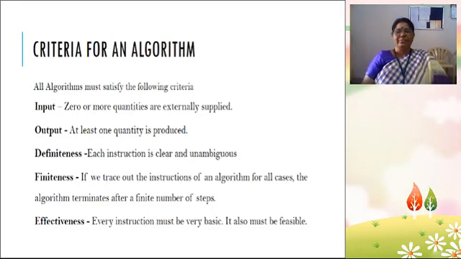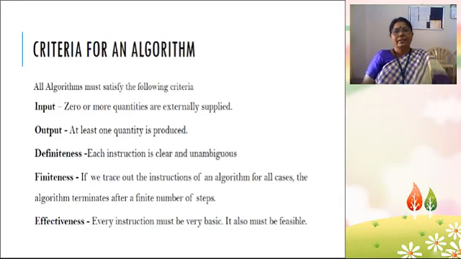Effectiveness. Every instruction must be very basic and also feasible. For example, arithmetic using integers is very effective. But the same arithmetic with real numbers will be somewhat complex. But you have to see that whatever instruction you implement, it should be very basic and effective.